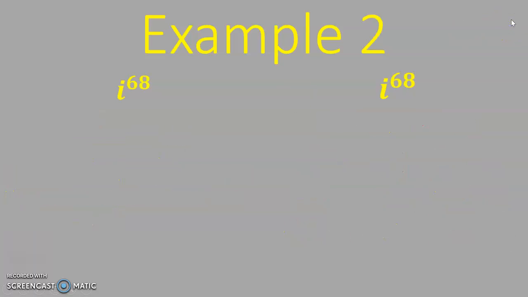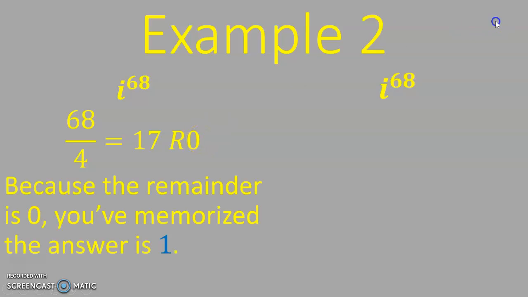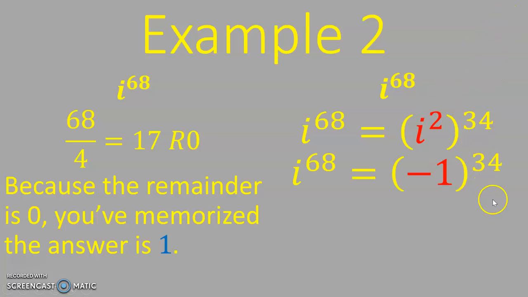So as a second example, i to the 68th power, again, divide by 4. The 17 is not relevant. i to the 0 power, if you remember anything, the 0 power is 1. Okay, so same as before. Or the other method, this time it's even, so we're not going to take out an extra i. We're just going to say it's i squared to the 34th. i squared is -1, and this time -1 is raised to an even power, therefore it's just 1. And so, two different ways to find i to a higher power.